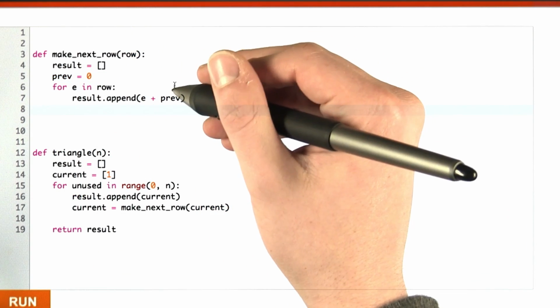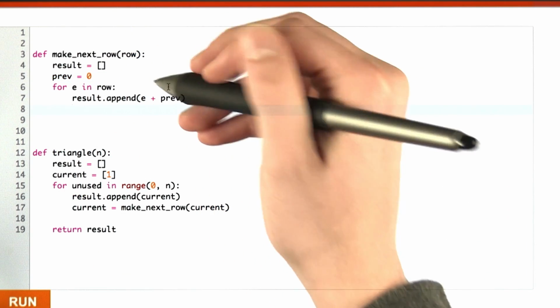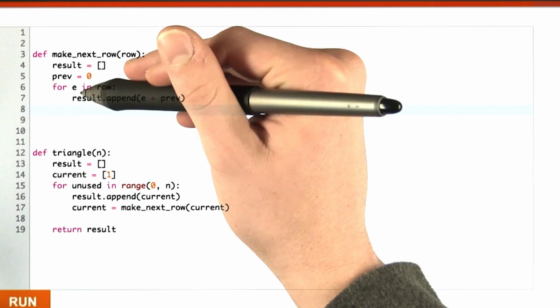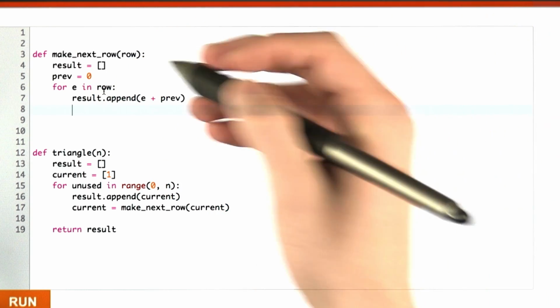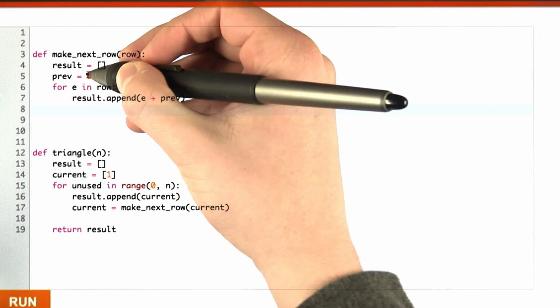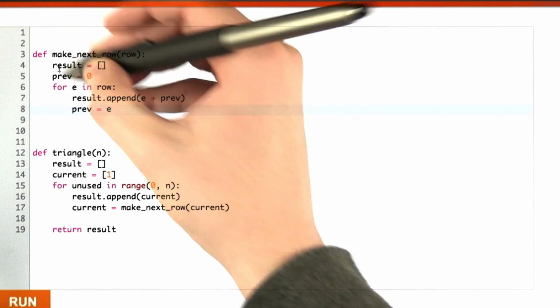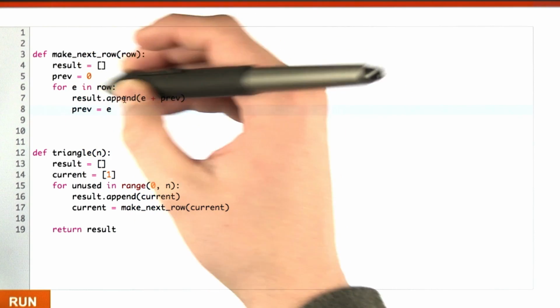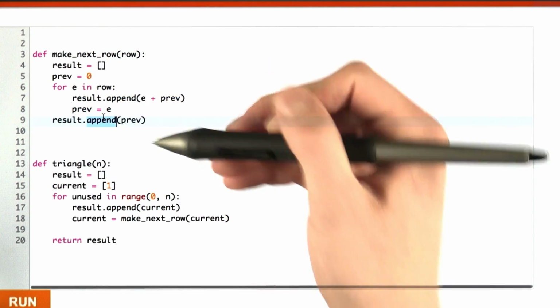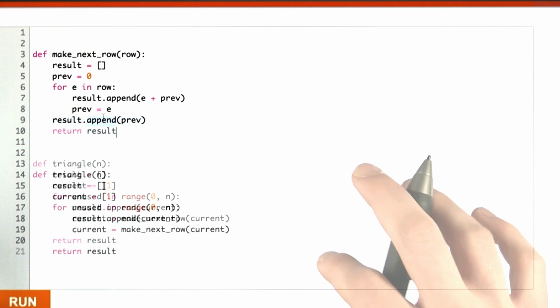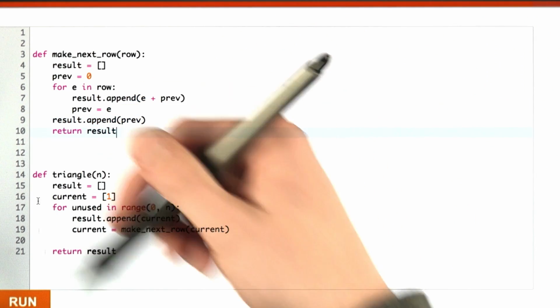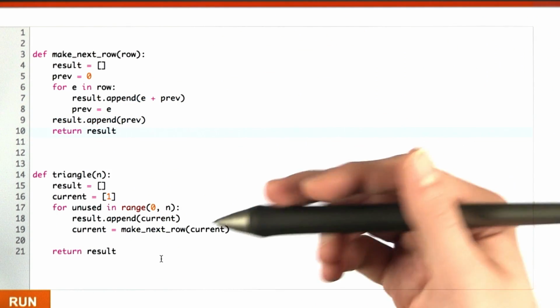We're going to calculate the new entry in the current row by adding E, that's our right pointer, with previous, which we start out at 0 so that we get 1. We're going to update the values in previous, and then on the next iteration E will update to the next value in row. And this last line basically includes the 1 on the right hand side. Once we return result, triangle can use make next row accordingly, and we're done.